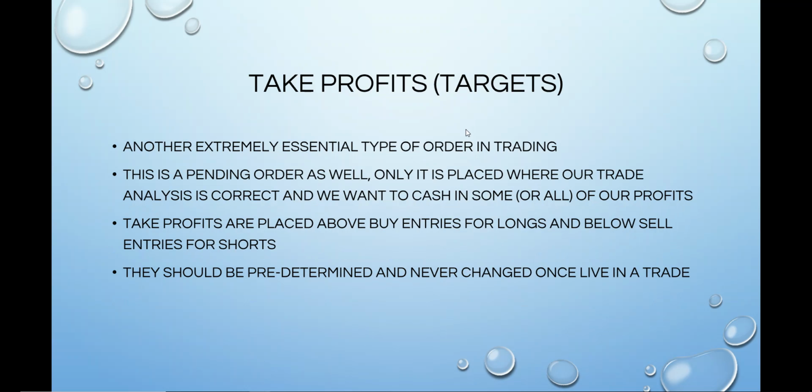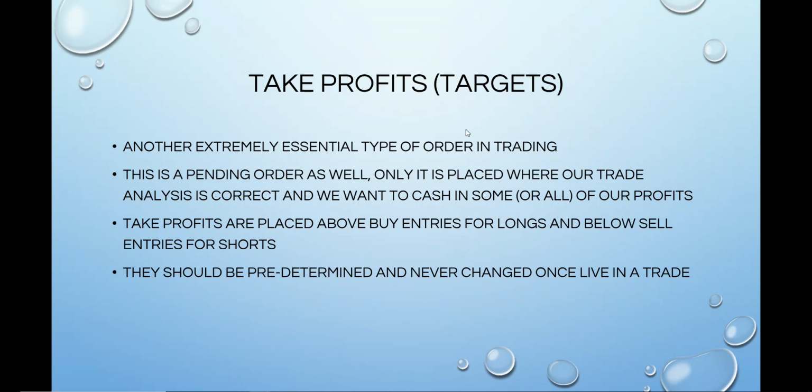All right, the other aspect of this is going to be our take profits, another pending type of order. Another extremely essential type of order in trading. You'll see our targets, TP1, target 1, however we name them, TP2, target 2, however you see them come up on our charts, targets and take profits are the same. This is where our winners are going in our favor, and we want to take money off the table, cash in some of our profits because that is the only way to get paid as a trader, and take some risk off the table with some profits getting cashed out. This is a pending order as well, only it's placed where our trade analysis is correct and we want to cash in some or all of our profits.